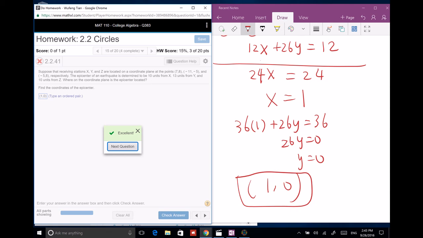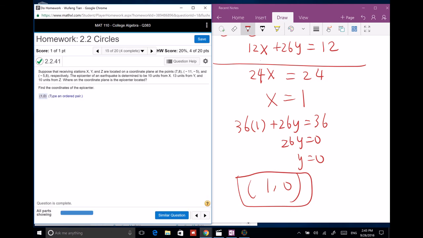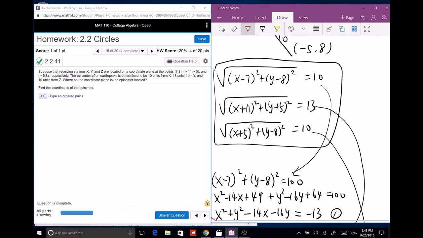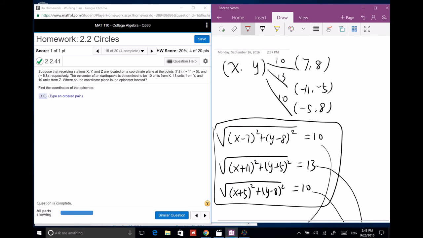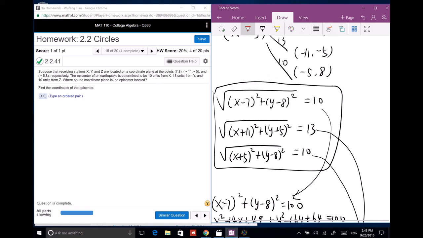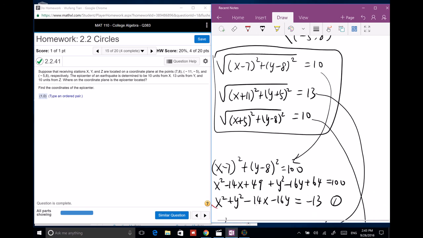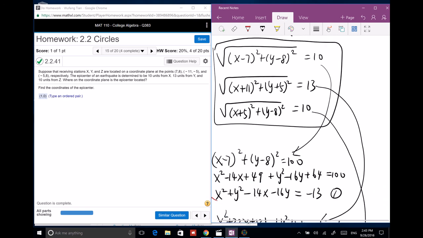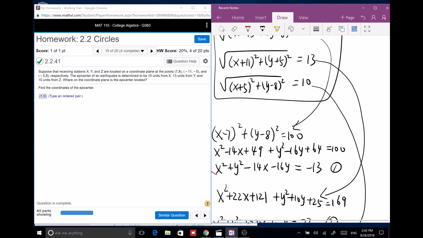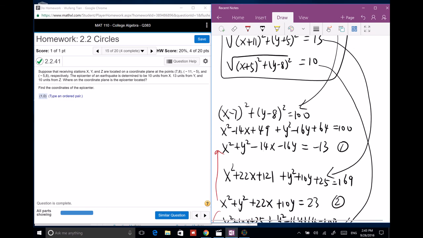Okay, so that's how you do the question. First, you use the distance formula three times. You got three distance formulas, and then square both sides. Then FOIL it. FOIL this first one.